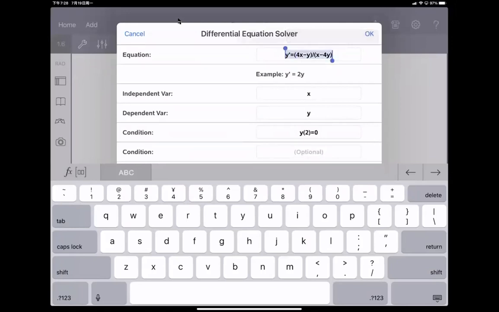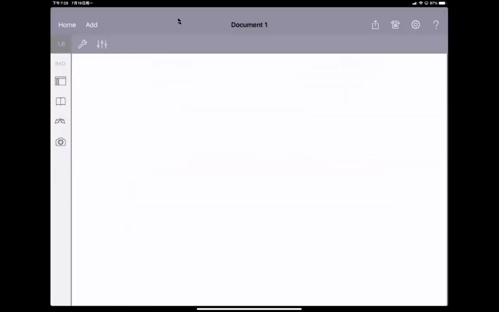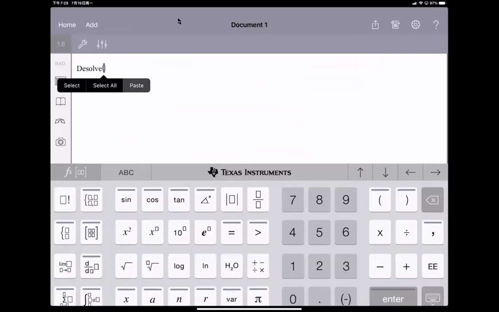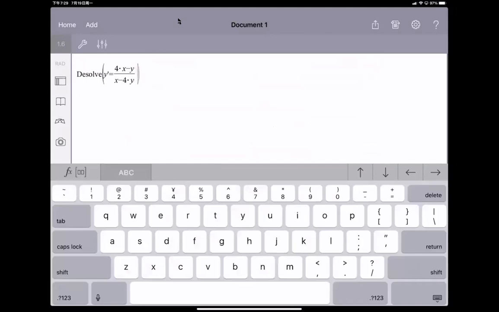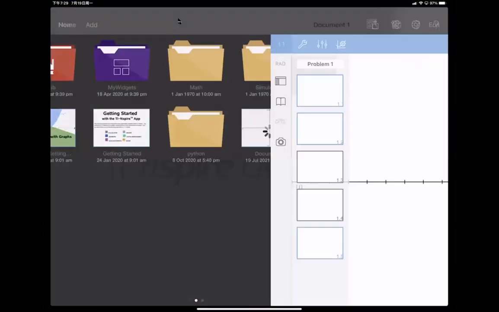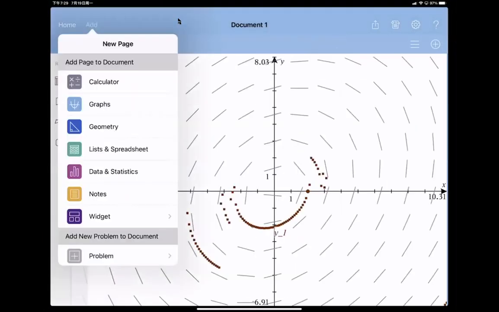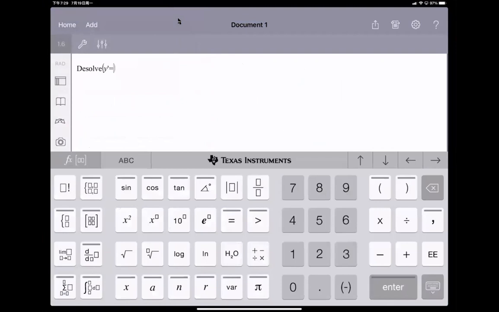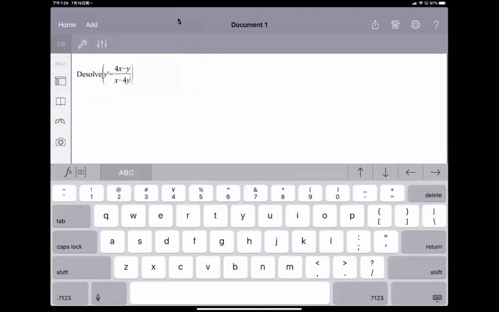Okay, it doesn't allow me to put it in that way, so I'm going to do it manually. deSolve. Paste. Space and space y. Hold on a second. What's going wrong? Let's do it again. y dash equals (4x minus y) over (x minus 4y), and y of 2 is 0, comma x, comma y.